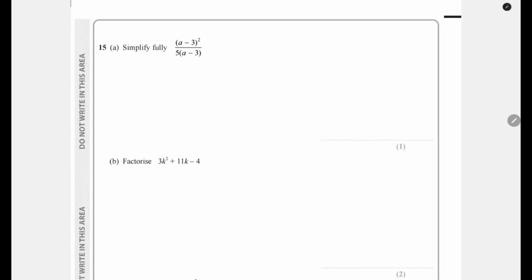Question 15a says, simplify fully (a minus 3) all squared divided by 5 multiplied by (a minus 3). So if we split the top term, that becomes (a minus 3) multiplied by (a minus 3) all over 5 multiplied by (a minus 3). We can cancel these two out, and we're left with just (a minus 3) over 5.